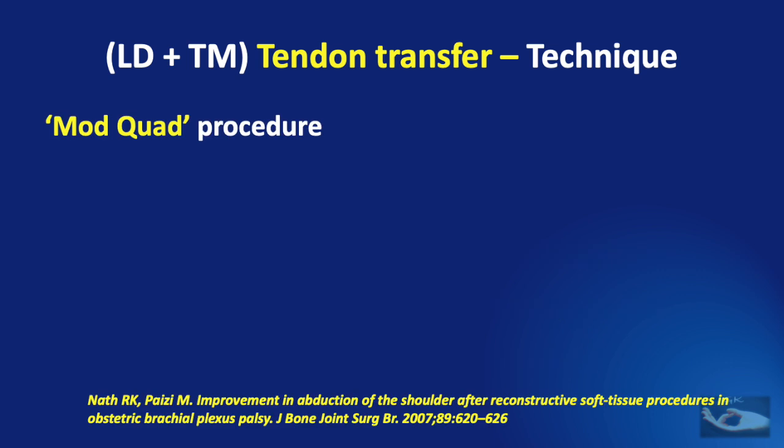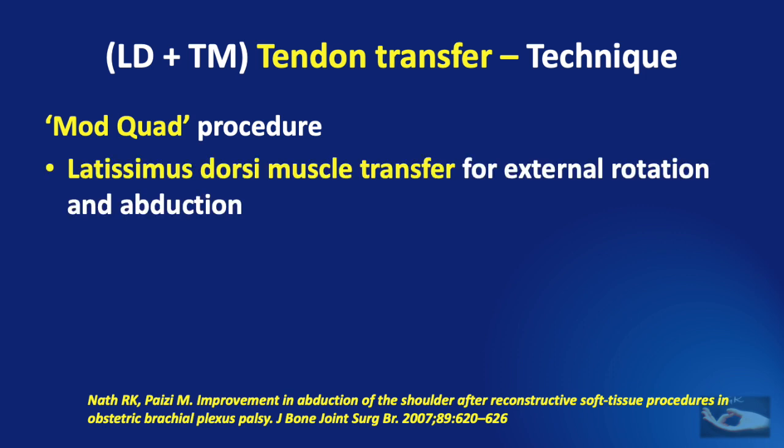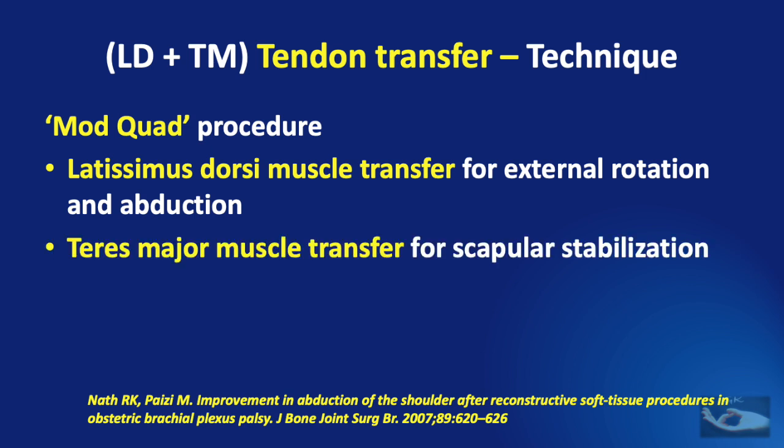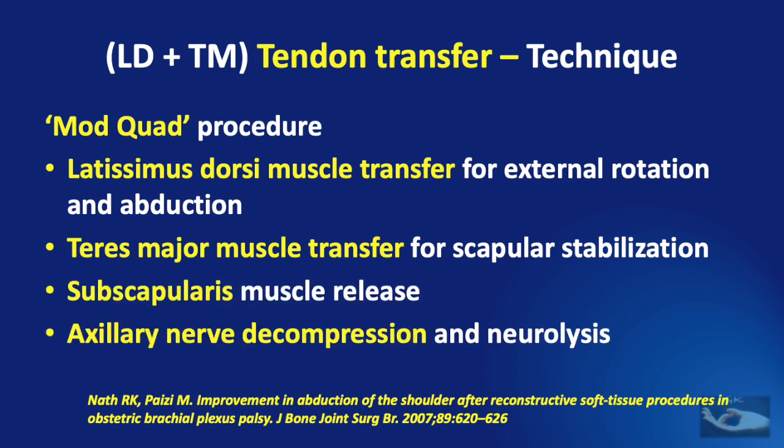All the procedures we have seen have been described as a technique known as the Mod Quad procedure by Rahul Nath in 2007. This consists of 4 steps, that is, latissimus dorsi muscle transfer for external rotation and abduction, teres major muscle transfer for scapular stabilization, subscapularis muscle release, and axillary nerve decompression and neurolysis. The insertion of the latissimus dorsi and teres major is done to the teres minor tendon and not to their insertion near the greater tuberosity.